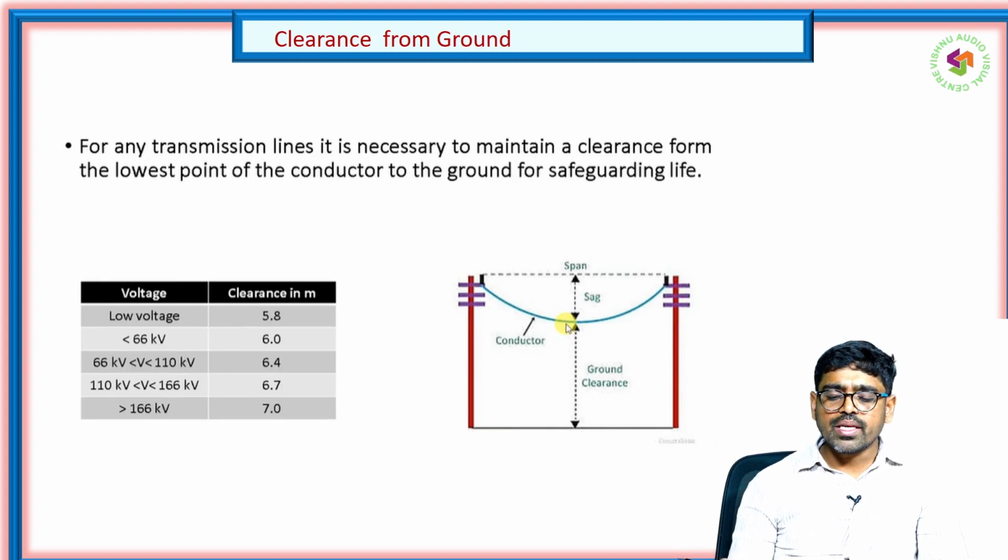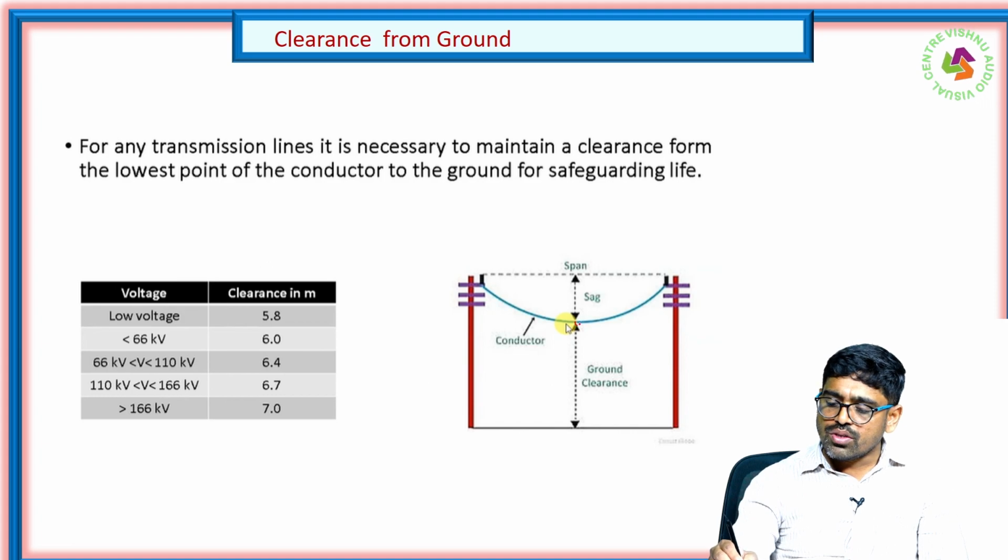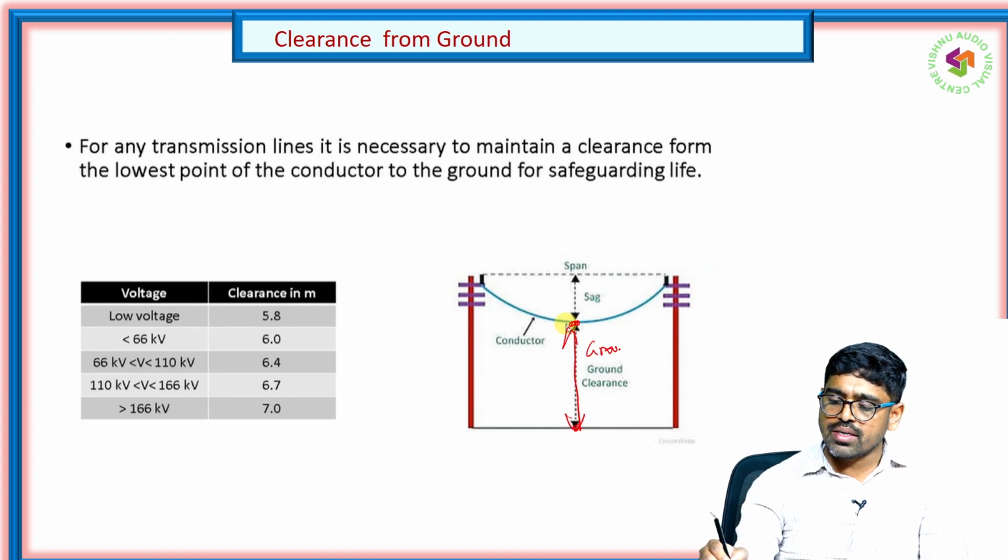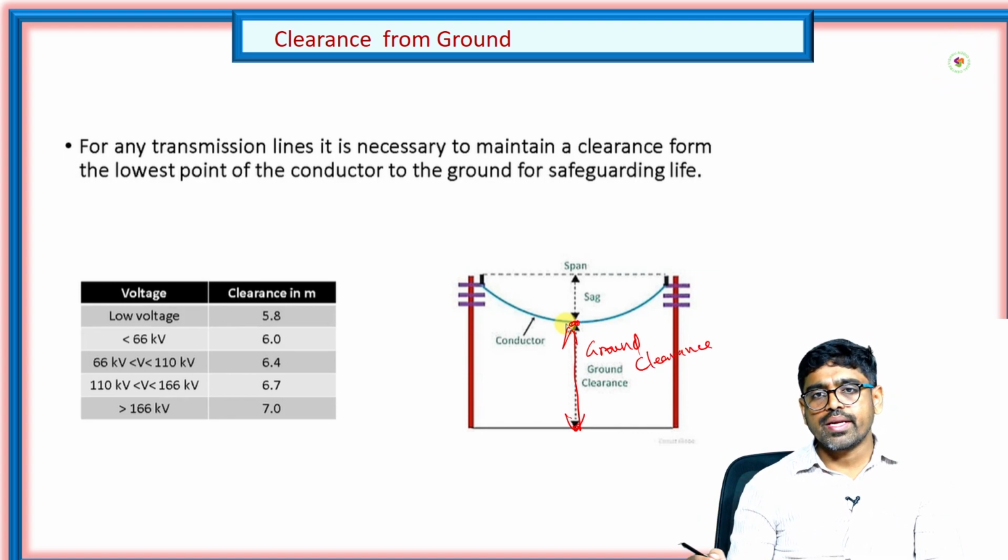For any transmission line it is necessary to maintain clearance from the lowest point of the conductor to the ground. From this lowest point of this particular conductor to the ground, we require a clearance. This is called ground clearance. This ground clearance is required for any transmission or distribution line.